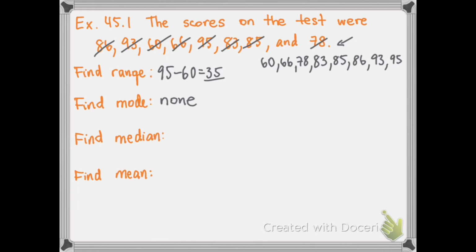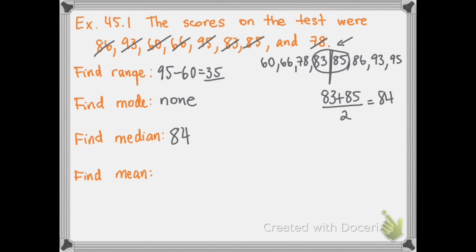For the median, we look for the one in the middle. Now, in this case, we have 8 numbers, so we don't have one in the middle. The middle is right here. So we're going to use the 2 that are in the middle. And what we do is that we add them and divide by 2 to find the average of those 2, which in this case is 84.